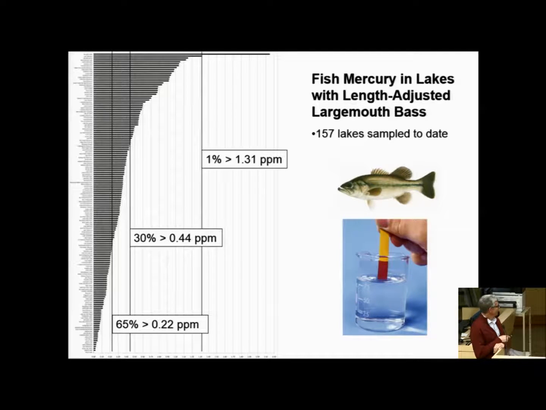30% of the lakes had bass that were above this level. And then 0.22 parts per million is the low end for the non-sensitive population. And 35% of the lakes were below that level, 65% were above. So 35% were basically below levels of concern for the non-sensitive population. For the sensitive population, the lower end is 0.07, so it's a pretty small percentage that were below the lowest level for that.